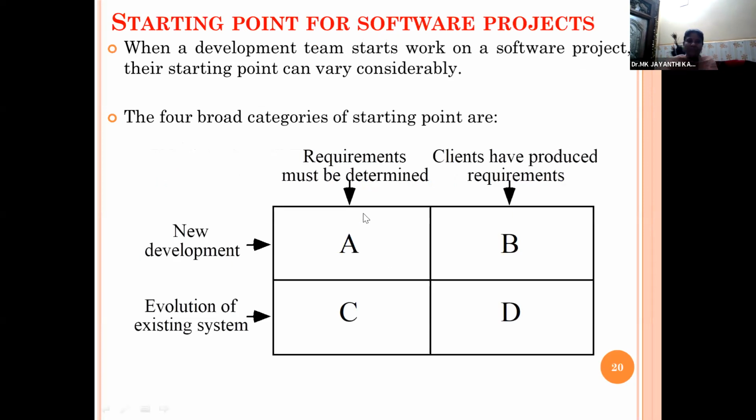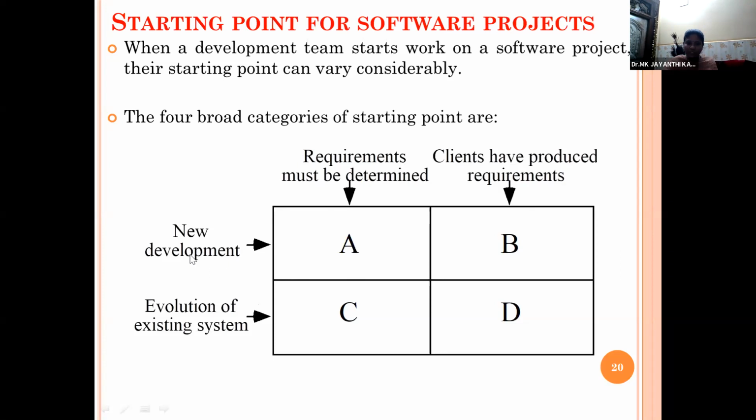So the next subheading is called starting point for software projects. When a development team works on a software project, their starting point can vary considerably. The four broad categories of starting points are: how we will start our software project, and what are the things we should consider before starting our project. We should consider the four major elements: new development, evolution of the existing development, requirements must be determined, and clients have produced requirements. By taking these four parameters as a matrix, we will go for the solution.